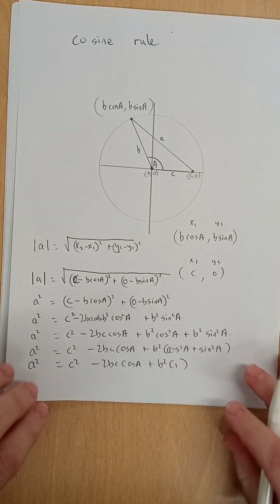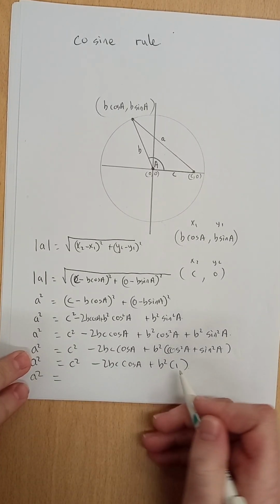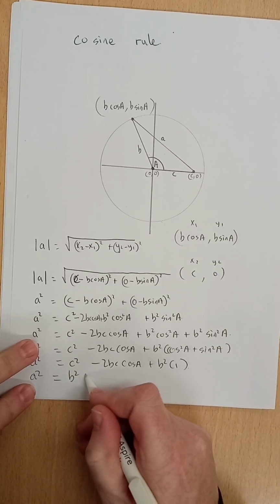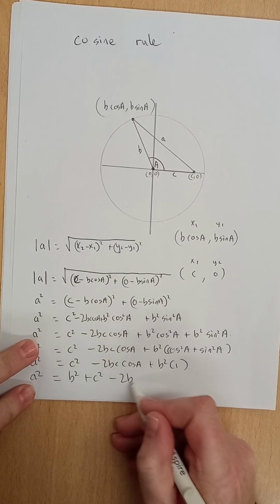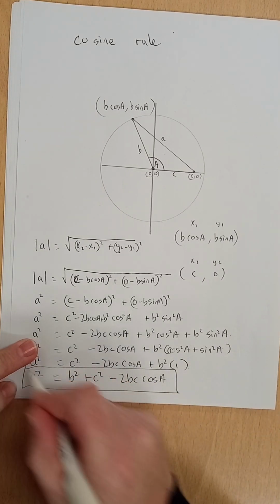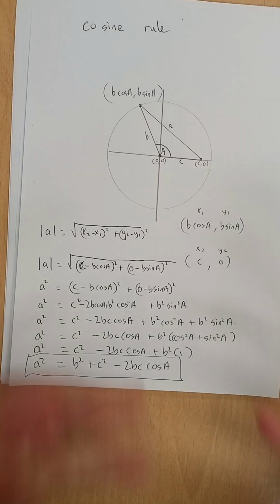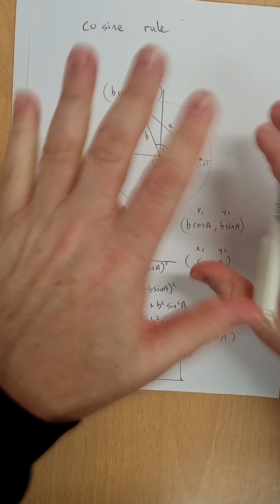And let's just multiply that out. So that's a squared is equal to, well, that's b squared times 1 is b squared, plus c squared minus 2bc cosine of a. And that is the derivation of it. Okay, now how do we use this crazy derivation?